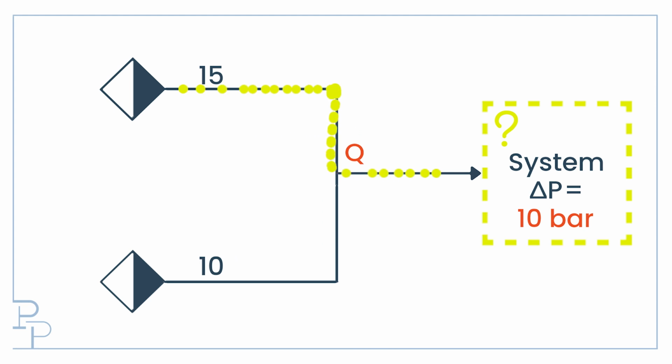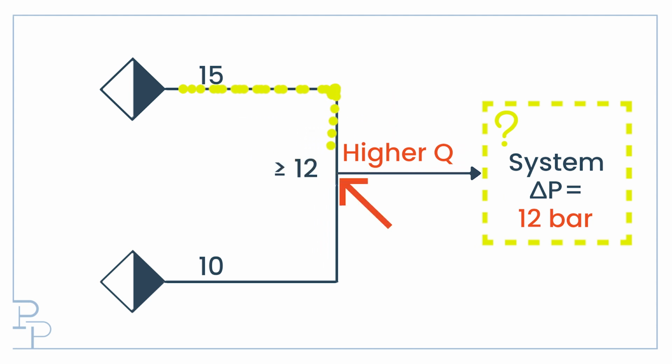If it is able to deliver even more flow than that, say it can deliver enough flow to create a downstream pressure drop of 12 bar all by itself, then the pressure at the mixing point will be higher than the 10 bar, and the flow would start going from high pressure to low pressure, from the 12 bar to the 10 bar, and then we would have reverse flow.